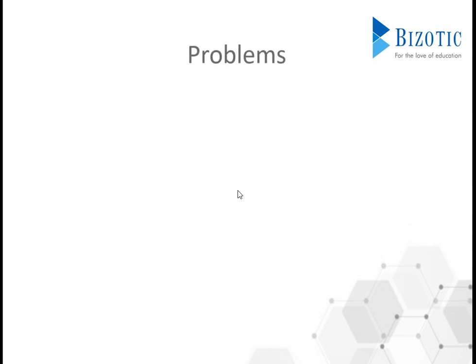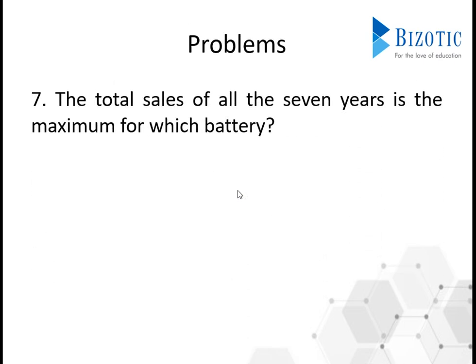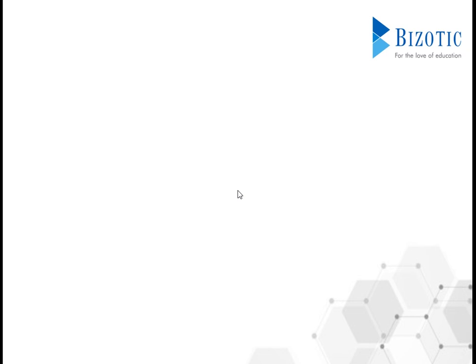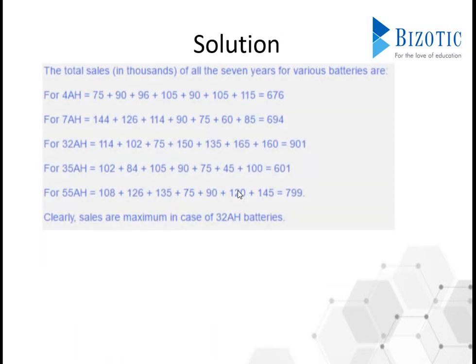And now the next question. The total sales of all the 7 years is the maximum for which battery? In all the years different batteries have been sold, but they have asked which battery has the highest number of sales. In order to calculate this, you have to calculate everything that is in the table. And how do we do that? We'll see in the solution part.